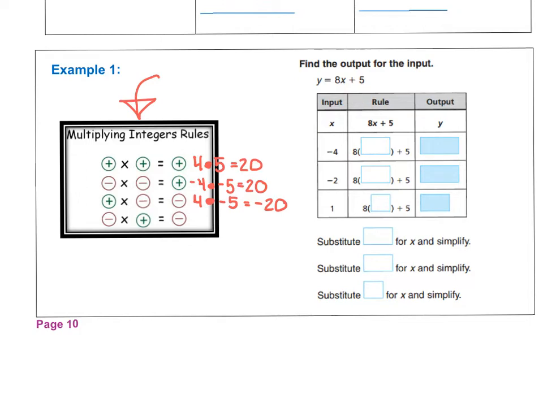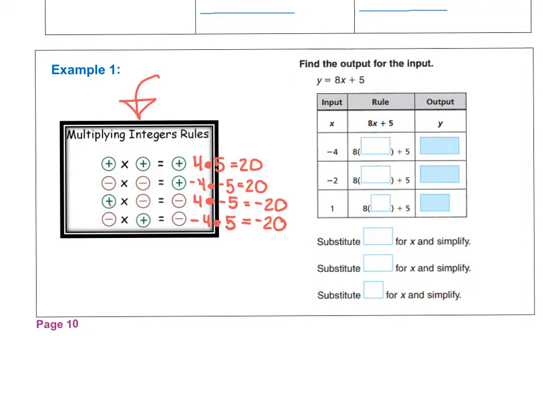And then a negative times a positive is also negative. So if I have negative 4 and I have 5 groups of that, that's going to also be negative 20. So if the signs are opposite, a positive and a negative, your answer is negative.